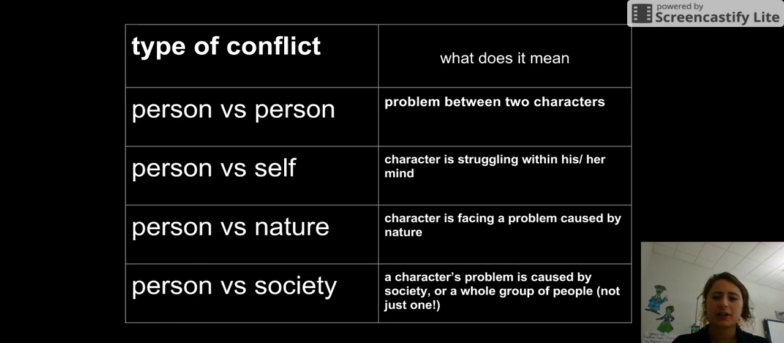Person versus nature is when a character is facing a problem caused by nature. Sometimes not all of our problems are caused by people. Sometimes there can just be natural things going on. You can't point to anyone and blame them. It's not their fault, but it's still being caused by something, just more of the natural world. And lastly, person versus society is when a character's problem is caused by a society or a whole group of people, not just one. You can pause the video while you write all these down. Continue once you're done.